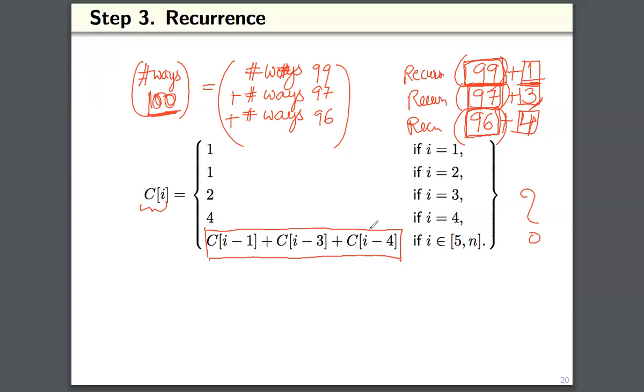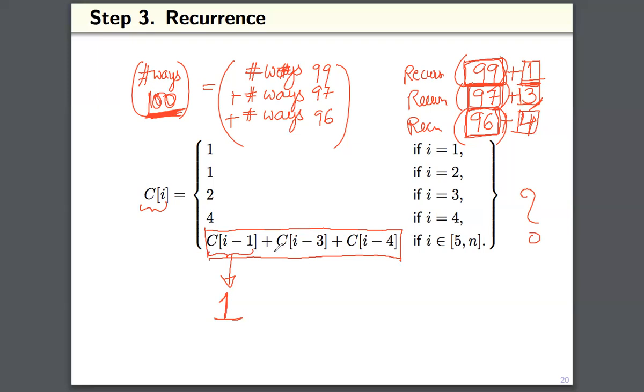So this implies, let's assume that 100 is the value to be created, and you have a 1 cent coin, a 3 cent coin, and a 4 cent coin. If you use 1, you need to create 99. So find the number of ways to create 99, that is C of 99.